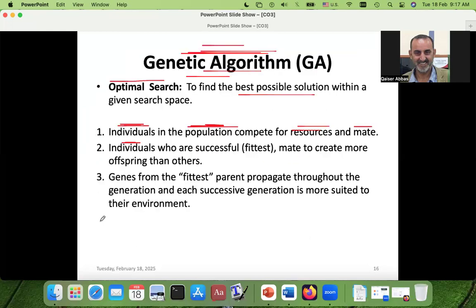Okay. So in this algorithm, we will have populations. In the population, we will have individuals. Those individuals will fight for the resources, and they will do different things in this algorithm. And only those individuals will survive who are in a fit state.